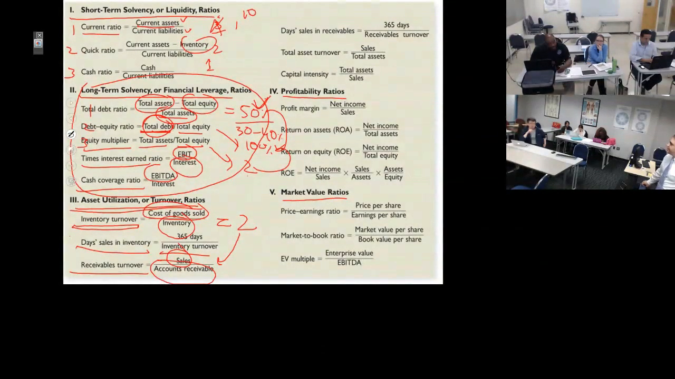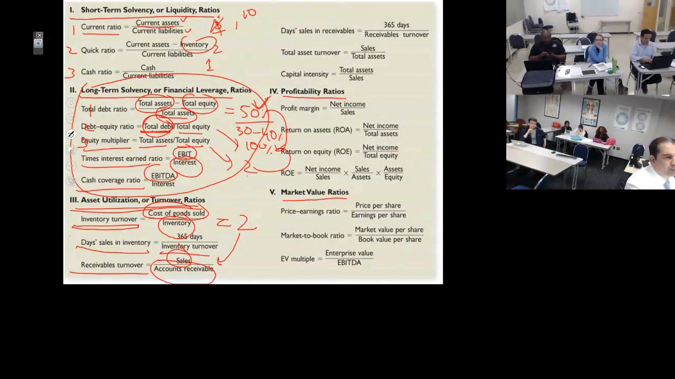Total debt and total liability are the same thing. But when you talk about total long-term debt, that is only the long-term debt on the balance sheet. Make sense? Okay, so we did it over here.